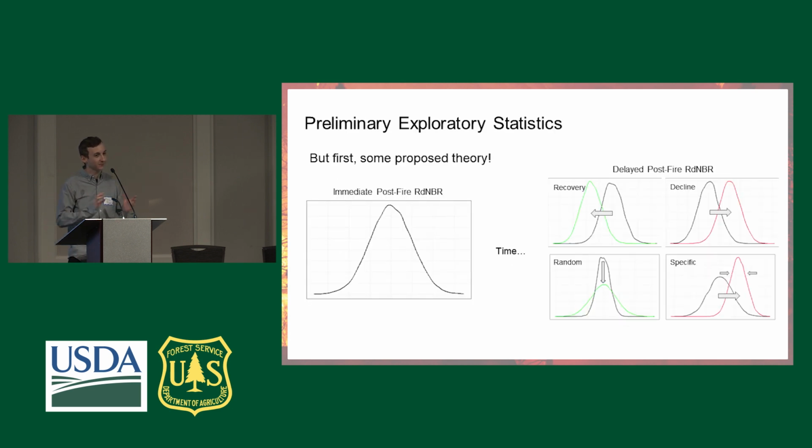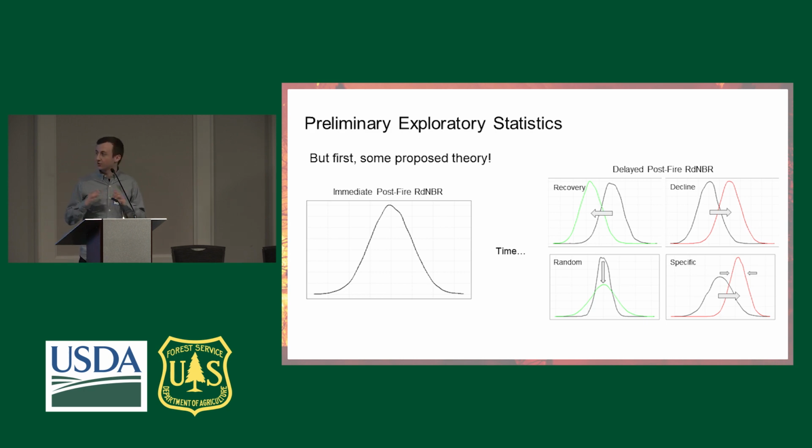But first, some theory. If we think about our immediate post-fire RD-MBR values, that's right after the fire, your burn severity values. As time progresses, if it moves to the left, as shown in green, we'd say that's recovery, because the change in RD-MBR is lower. But if it goes to the right, we're potentially seeing more decline, so more tree mortality, or not necessarily mortality, but more injury. Trees are declining in their health.